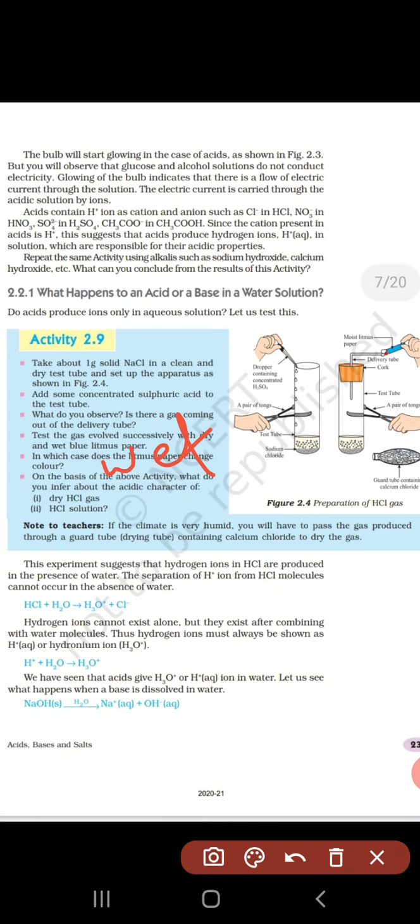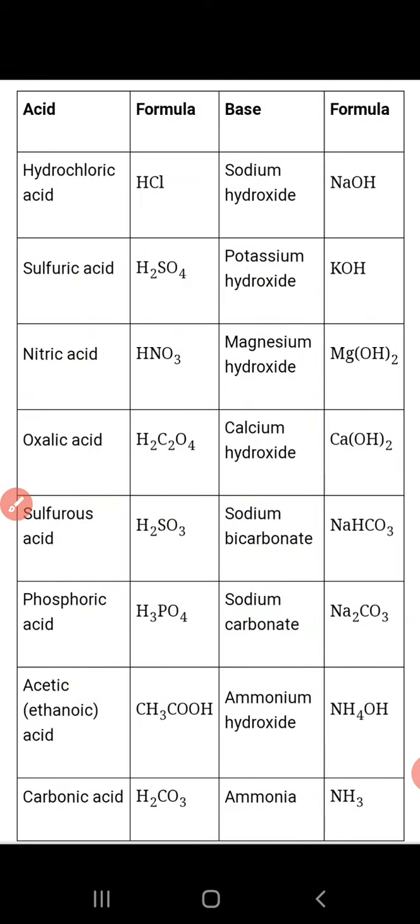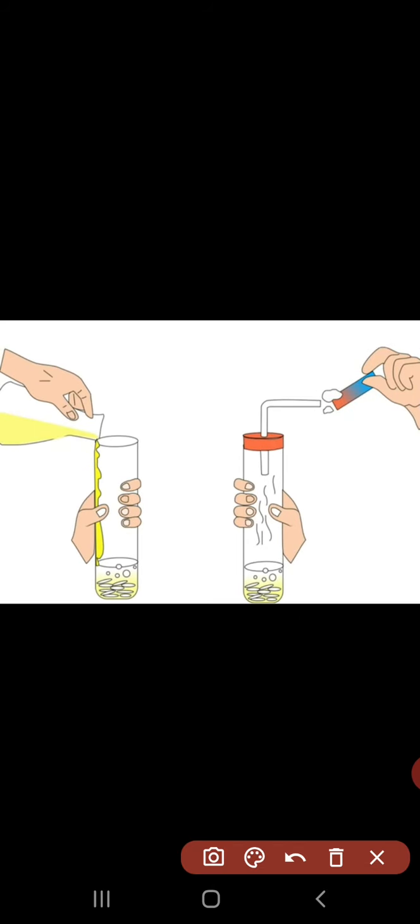Okay. Now let's see here. Here is a test tube. Add solid sodium chloride. Now add drops of sulfuric acid here. We have to check the gas which is evolved with the help of litmus paper, both with dry litmus paper and with wet litmus paper.